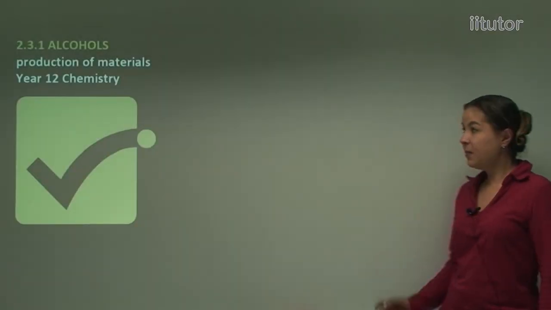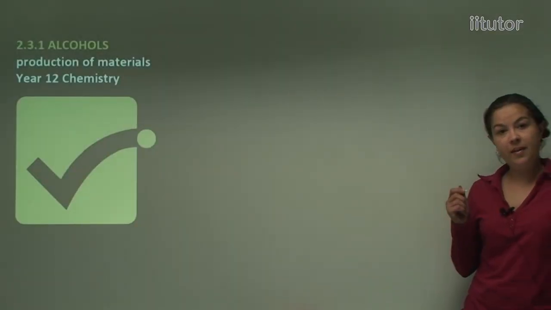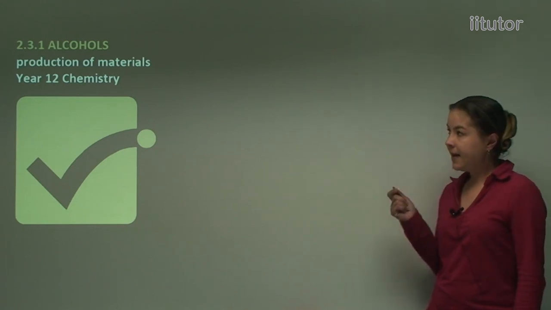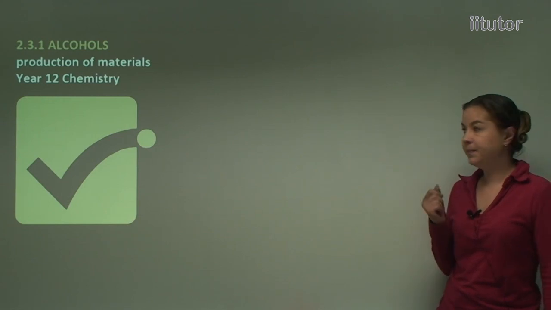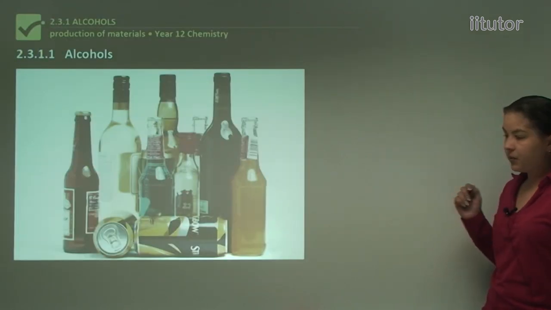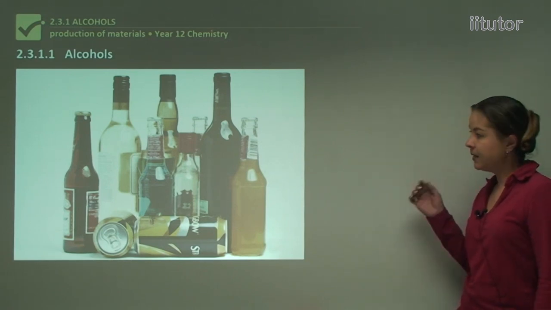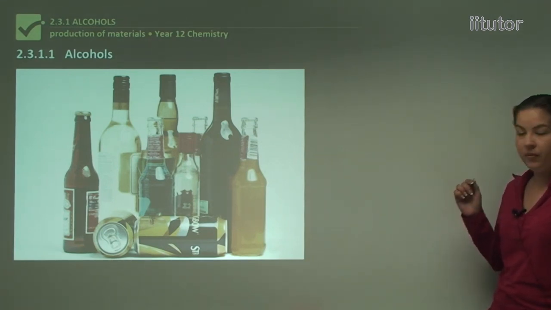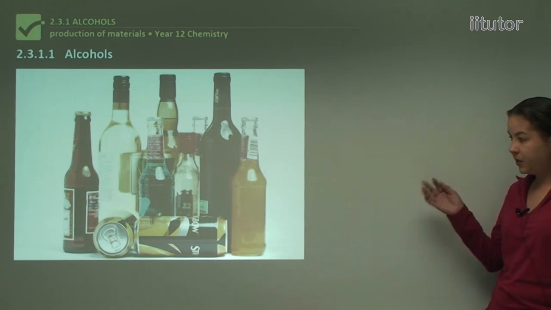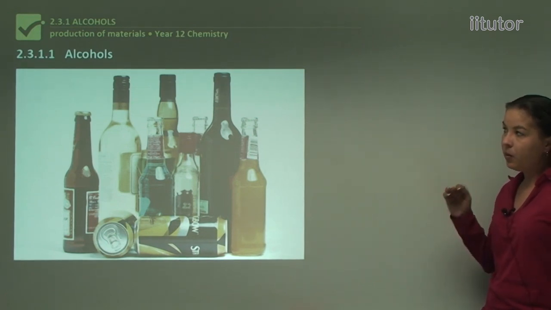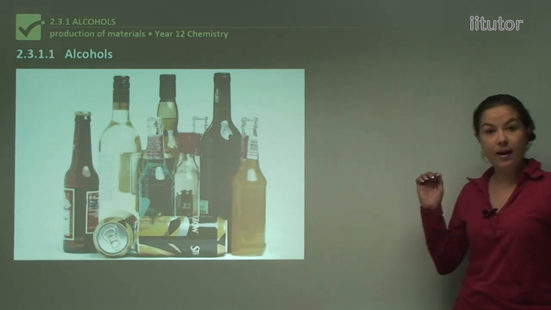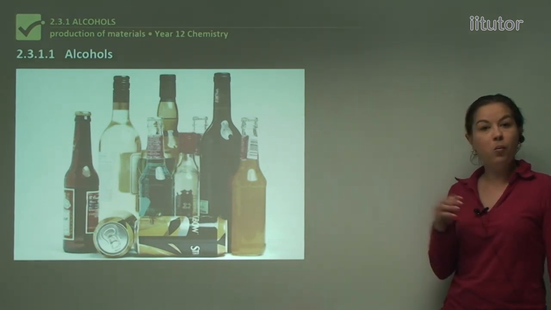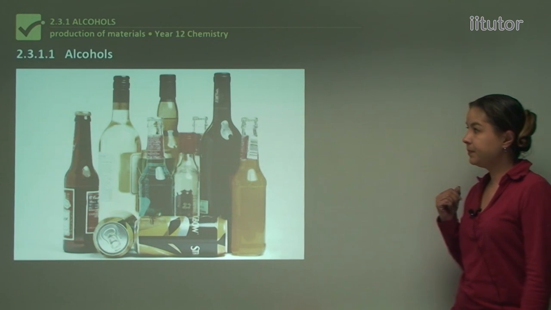For this section, I'll be talking about alcohols and their particular functional group and how we name different alcohols, and then I'll be talking about their uses. So first of all, alcohols. Here you can see a wide range of alcoholic beverages, and the most common form of alcohol is ethanol, which is in these beverages, but there are a wide range of other alcohols, and ethanol is not only used for alcoholic beverages but also for a wide range of other uses.